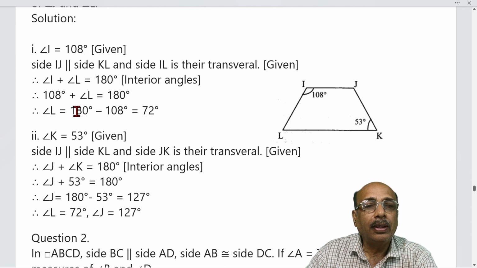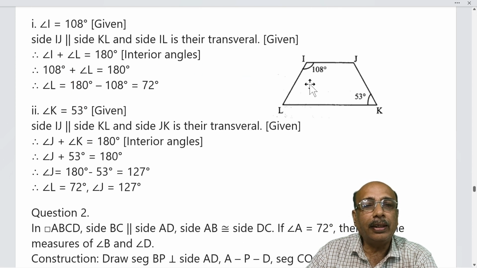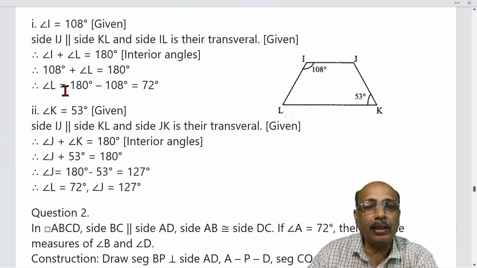Solution: angle I equals 108 degrees, given. Side IJ is parallel to LK and side IL is the transversal, given. Therefore, angle I plus angle L equals 180 degrees, interior angles. Angle I equals 108 degrees. Therefore, 108 degrees plus angle L equals 180 degrees. Angle L equals 180 degrees minus 108 degrees equals 72 degrees. So, angle L will be 72 degrees.